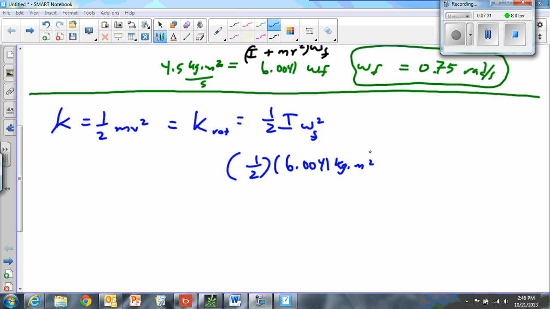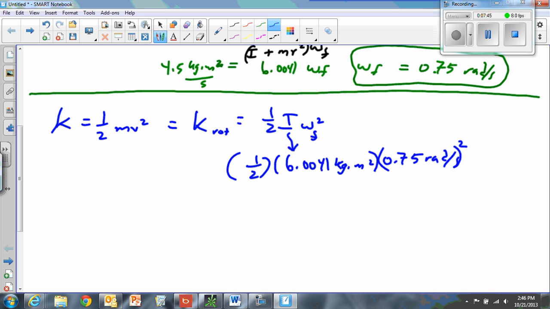Times omega f, 0.75 radians per second. Square that, don't forget to square that. And when you do all that, you get 1.69 joules. It's not very many joules. And they want to compare that to the kinetic energy before it hit.